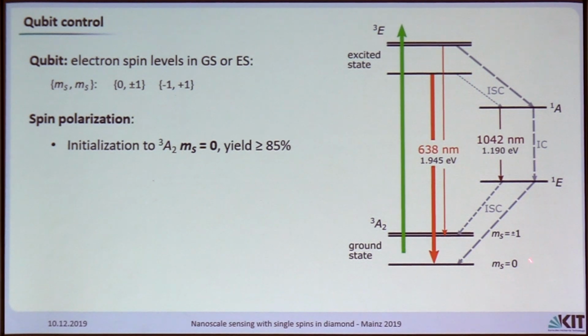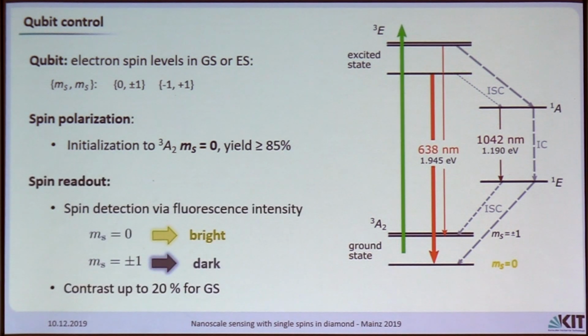I forgot to mention, only ms 0 to ms 0 is allowed, and ms plus minus 1 to plus minus 1 is allowed. So if you do the math and just follow one excitation from ms 0 up here, it has a high probability to go down again to ms 0, but if we start here and go up, it has a higher probability to go through this dark state and end up in the end also with a higher probability here. So that's the spin polarization we can exploit. And the yield is easily above 85% and can go, if you put in a little more effort, up to 96, 98%. So that's the yield.